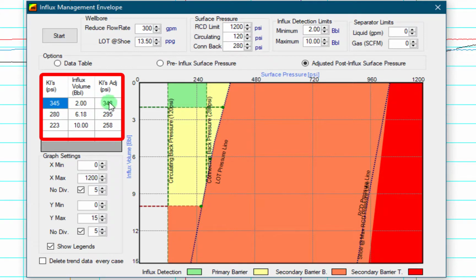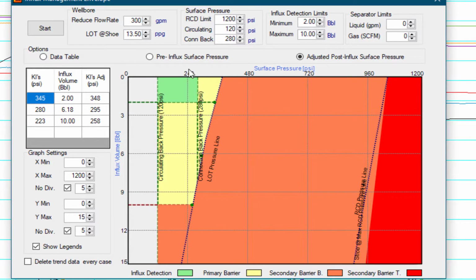And we can see that our KIs, for the first kick, the two barrel kick, it hasn't really increased much, just 3 PSI. For the second kick, the 6.18 barrel influx, it went from 280 to 295. And for the 10 barrel, we see that it went from 223 PSI to 258 PSI.